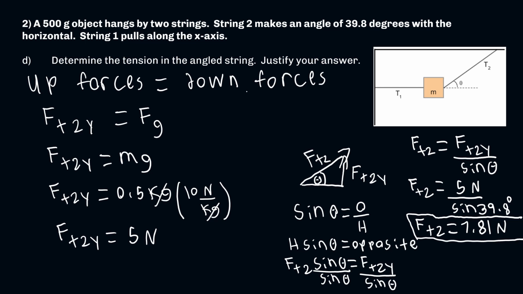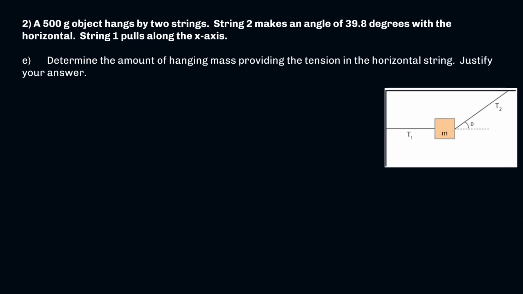So now, part E is our last part here, and we're going to figure out the tension in T1. This is our last part of the entire video. Like I said in the previous part, we're determining the tension. That will in turn give us the actual hanging mass provided here in the horizontal string. So it's kind of a 2-for-1 here. We're just trying to find the mass that's actually giving us this.